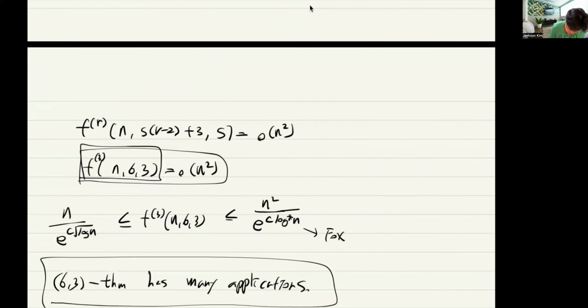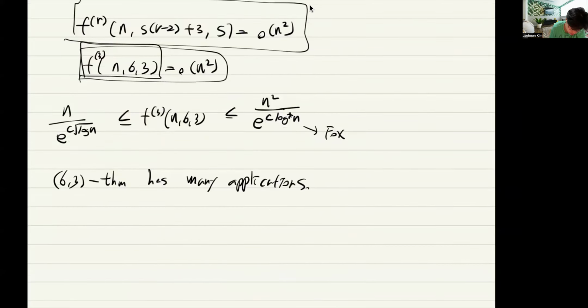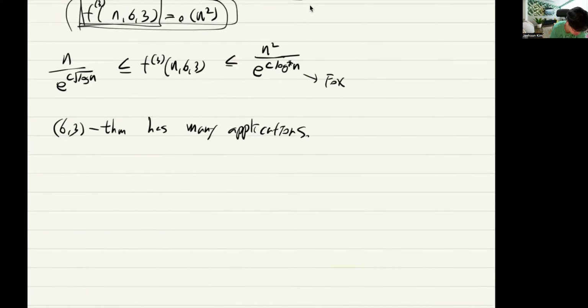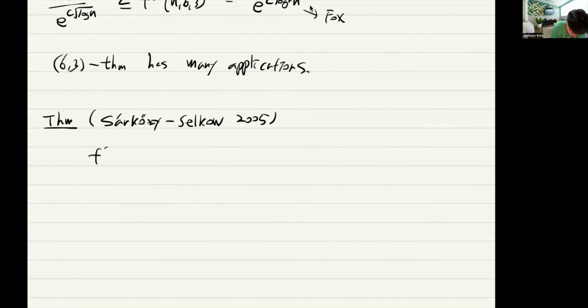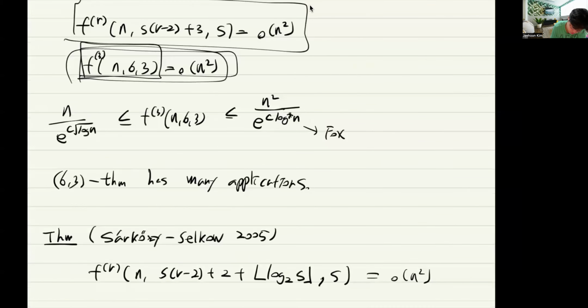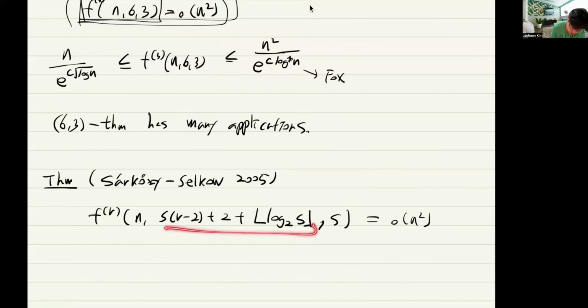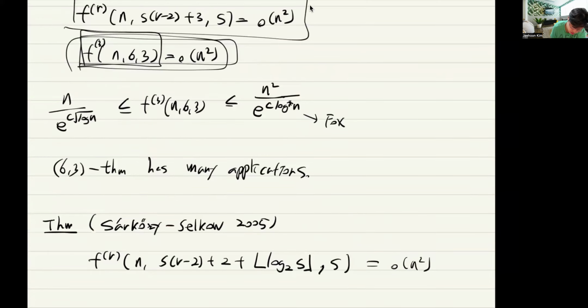Okay, and so this was conjectured, but it's not known except for this one case. But there are some partial results, some weaker results. So for example, Sárközy and Selkow 2005 proved the following weaker bound. It says that s edges span more than this number. But if we make it even stronger, s edges span more than this number. So this is bigger than or equal to this.